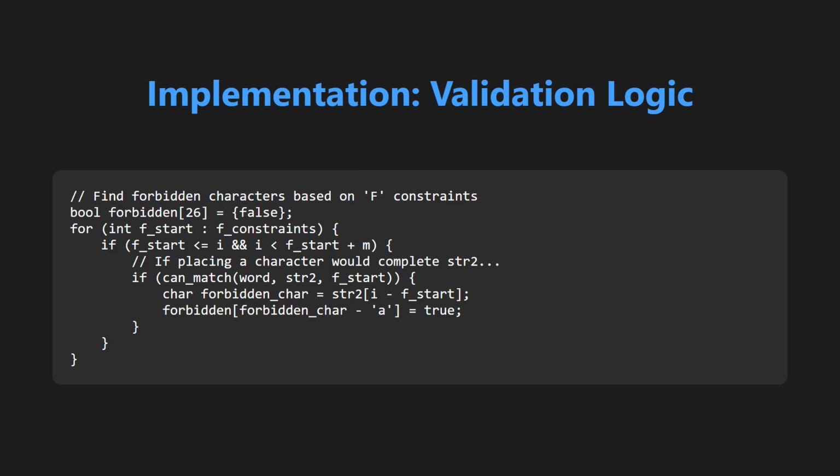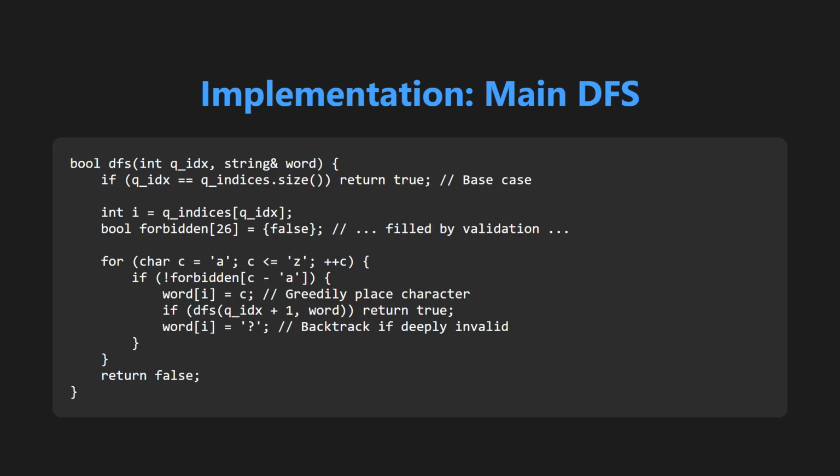2. With validation in place, here is the main recursive DFS function. It takes the current index and tries to place a valid character. For each character from A to Z, if it's not forbidden, we place it and recursively call DFS for the next question mark. If that deeper call returns true, we are done. If false, we backtrack by resetting the question mark. If this deeper call succeeds, it bubbles all the way up, and we are done.